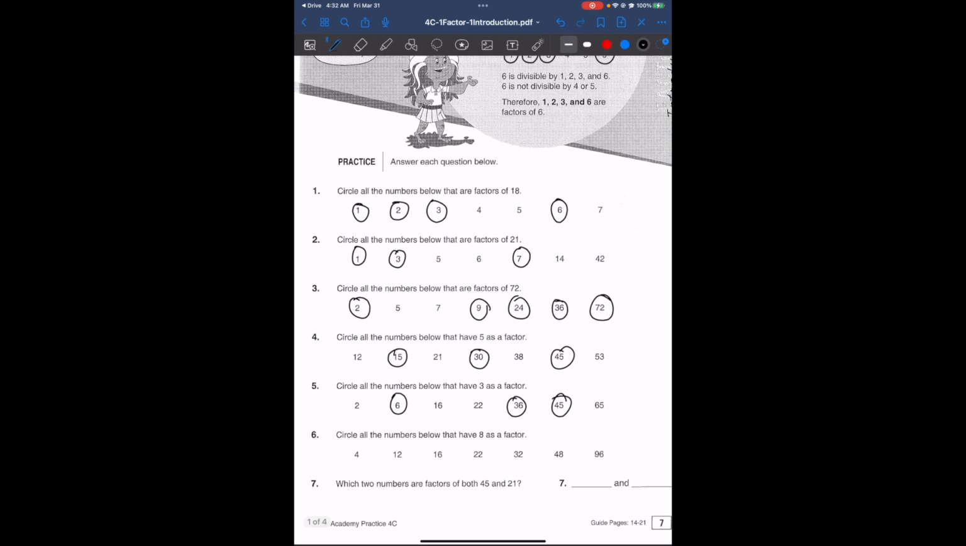Circle all numbers below that have 8 as a factor. So 16 can be divided by 8. 32 can be divided by 8, since 32 divided by 8 is 4. 48 divided by 8 is 6. And 96 divided by 8 is going to be 12.